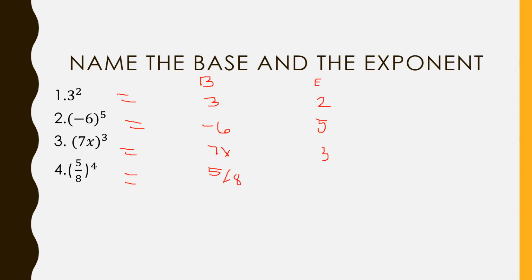And here, the base is 5/8. It has no literal. The exponent is 4. Right, there is really no literal because we're talking about the base and the exponent. Number 5, the base is negative d, and the exponent is 5.